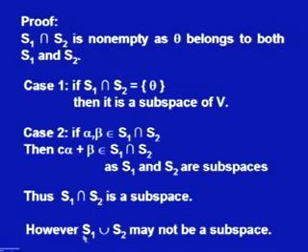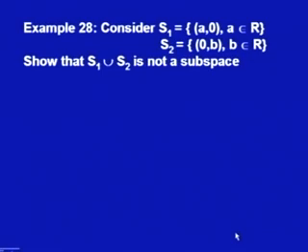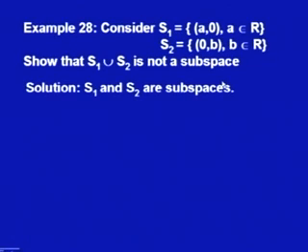However, if you consider the union of the two sets, it may not be a subspace. Now, to prove this, we have to establish by example. So, this is the example which we consider. S1 is equal to the set of vectors A comma 0, A belongs to R. So, it is a subset of R2. S2 is 0 comma B, B belongs to R. Now, we have to show that S1 union S2 is not a subspace.